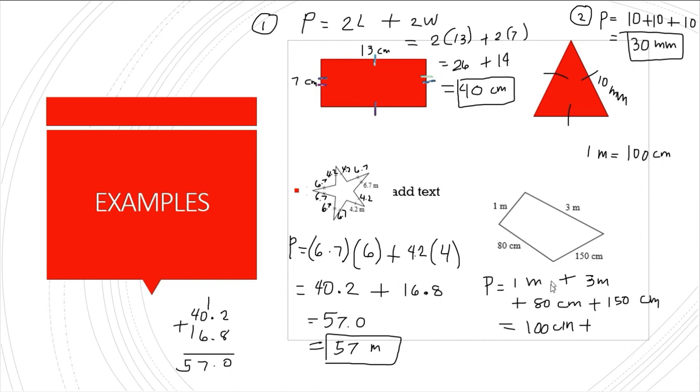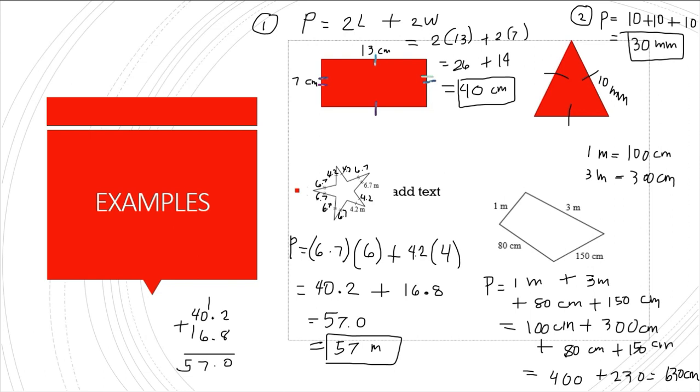Plus, 3 meters. If 1 meter is 100, therefore 3 meters would be 300 centimeters. And then we add 80. So they are all the same unit now. So 80 centimeters plus 150 centimeters. Add them all, therefore you would get 400, plus 230 would be equal to 630 centimeters. Alright, so if you have any question, make sure to ask.